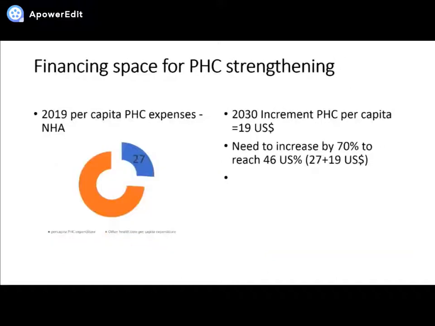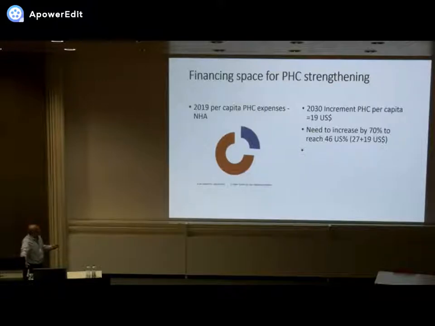And then we tried to find out the financial gap in 2030 by considering the current level of per capita expenses based on the national health accounts, which was around $27, a bit larger than what we found in the study. And then we knew that we need to increase the $19 per capita within the course. So in 2030, this 27 would have to be increased by 70% to become 46. So that's the gap to be filled.